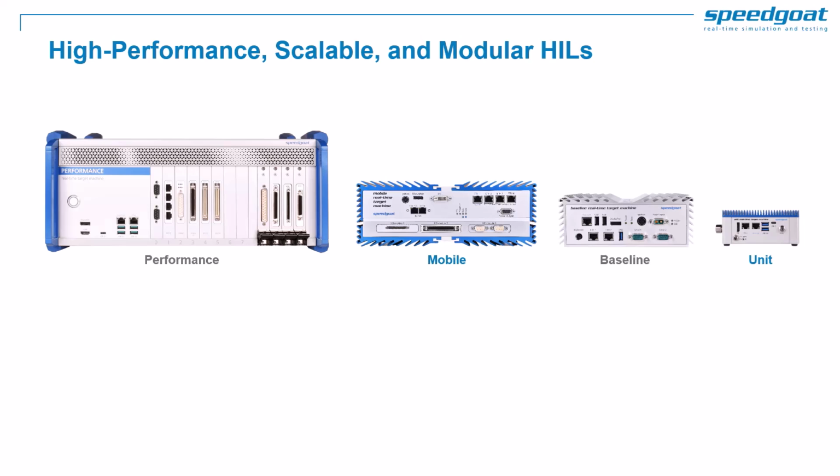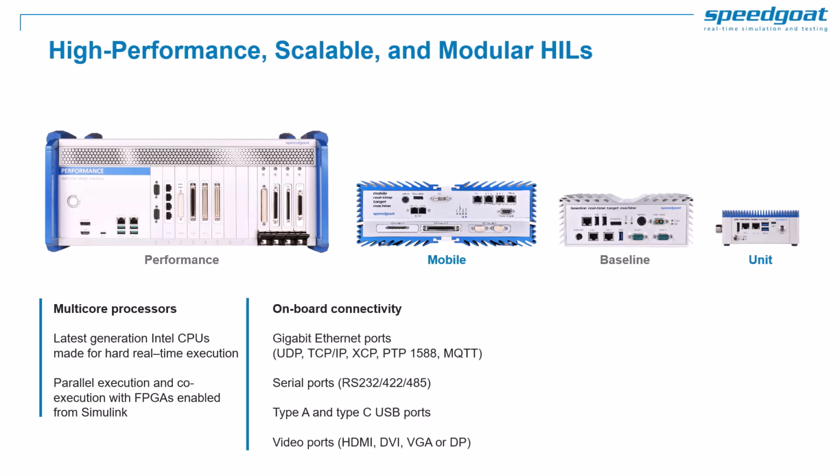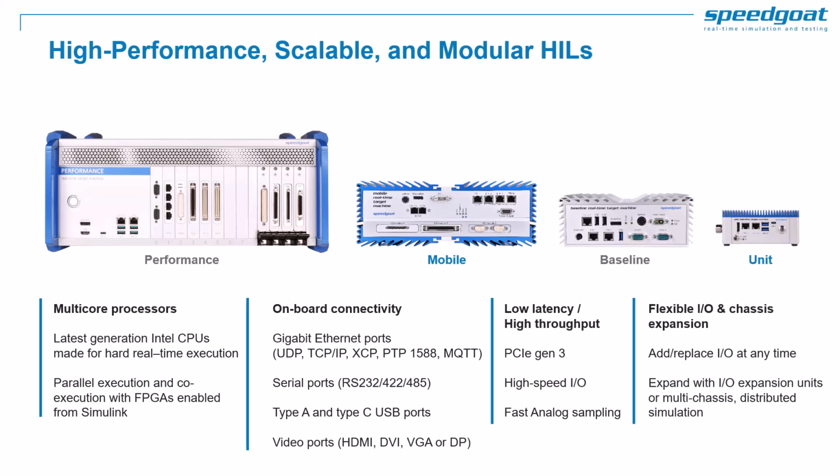and fewer I/O channels. Speedgoat target computers come with multi-core processors supporting concurrent execution and co-simulation with FPGAs. They also have extensive onboard connectivity, including several Ethernet-based protocols, serial, and video interfaces. The PCI Express serial interface is the backbone for I/O connectivity, enabling the lowest latencies, fast analog sampling, and high-speed I/O. You can update and scale your system anytime with I/O expansion units or by implementing distributed simulation architectures.